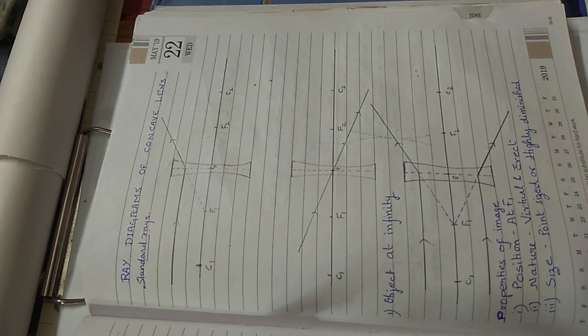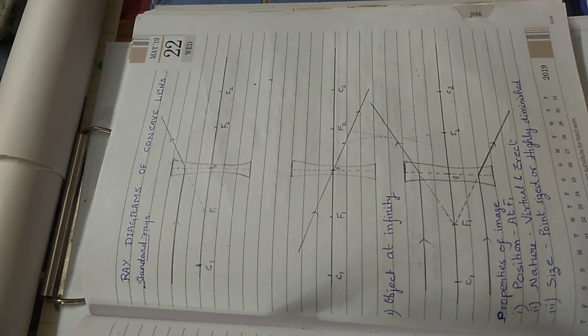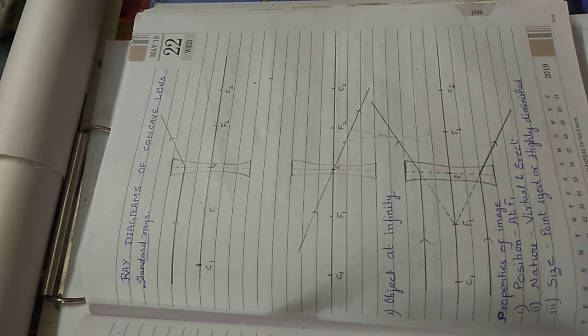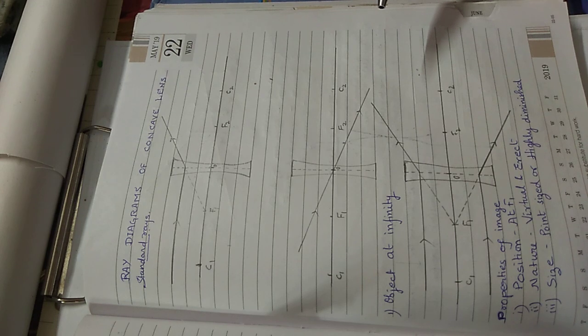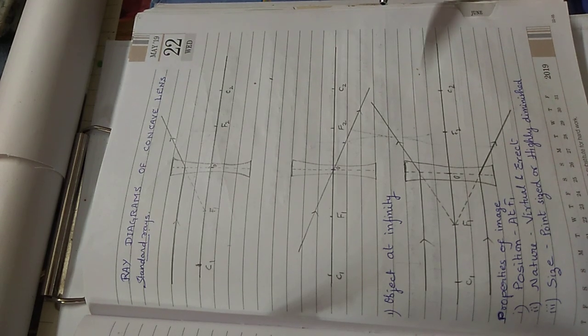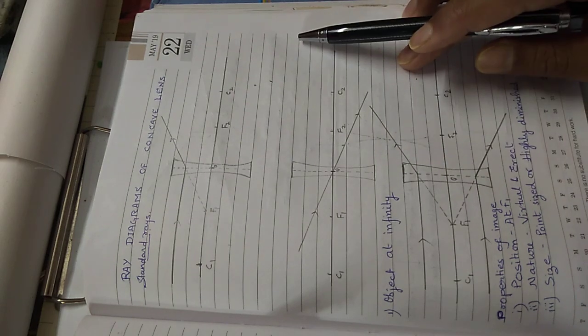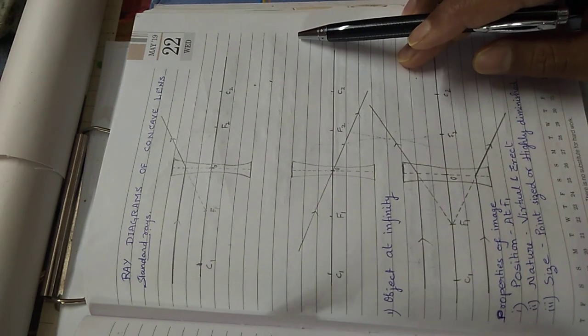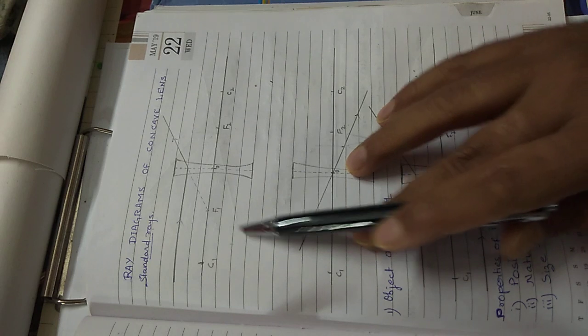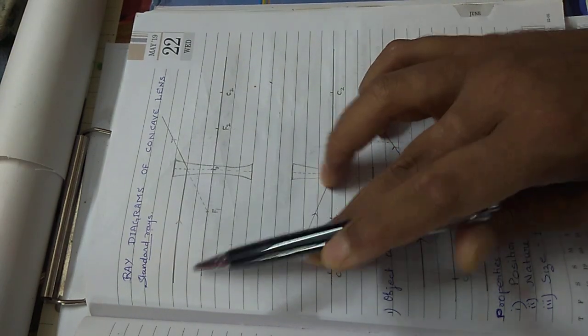Hello friends, in the earlier video on lens we have seen how to draw the different ray diagrams for convex lens. In this video I'll be discussing how to draw ray diagrams related to concave lens. Quickly, let's see what standard rays we can use. We need a minimum of 2 standard rays, so the 2 standard rays we are going to discuss here.